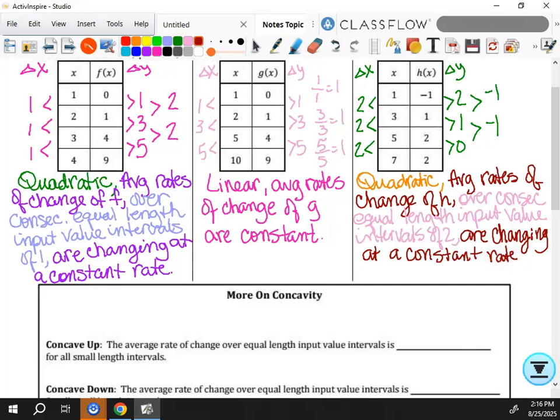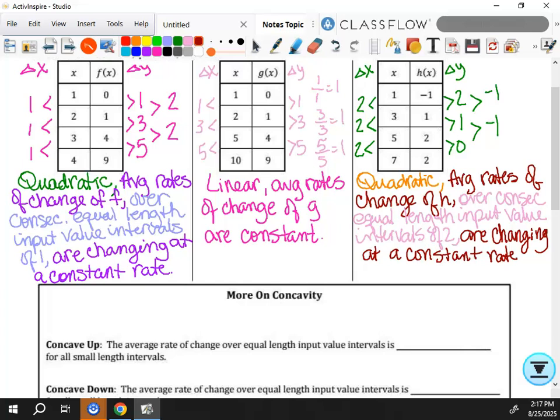So average rates of change of H, don't forget to name him, over consecutive equal length input value intervals of 2 are changing at a constant rate. So here's the good news. Even though we have to explain and write a lot, it's not like we have 50 different very specific sentences we have to do. There's not that many, and they start to kind of resemble each other, and you'll learn the things that you have to put in. So it gets better. You just need to not let yourself freak out over it, okay?